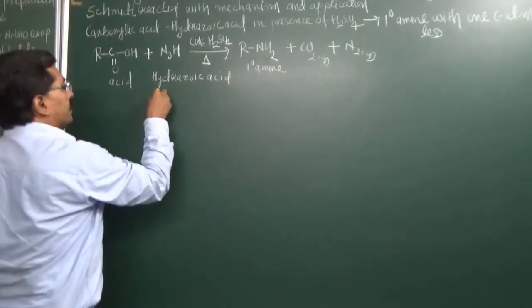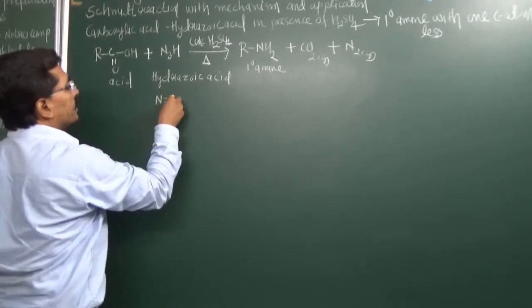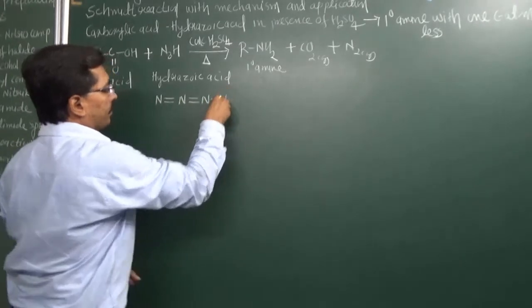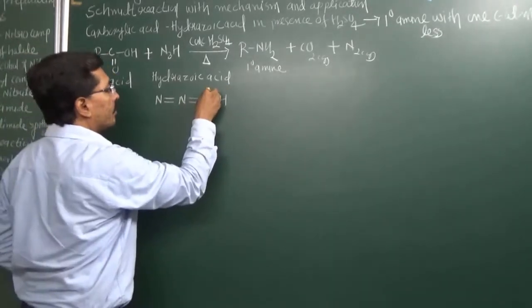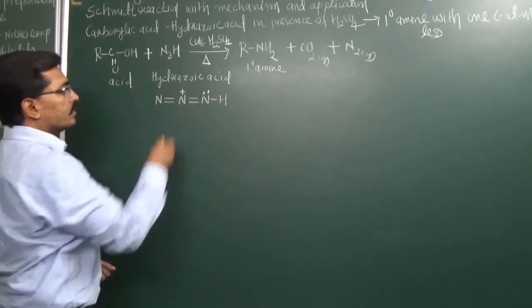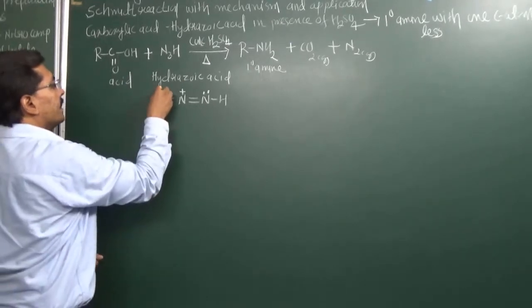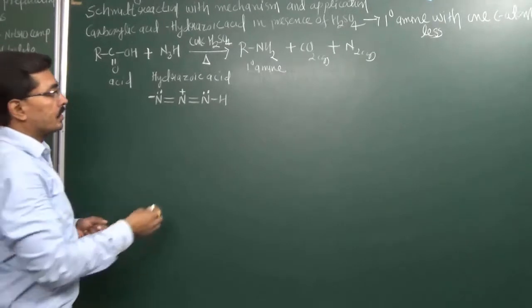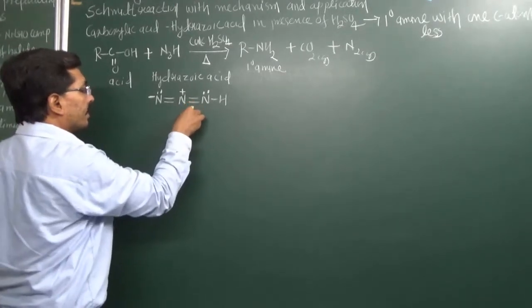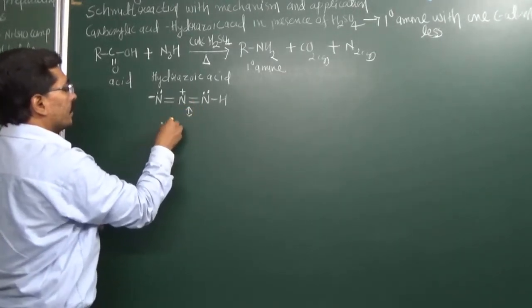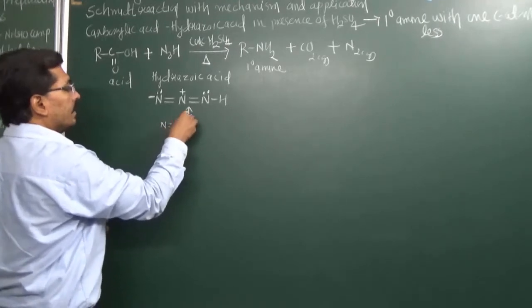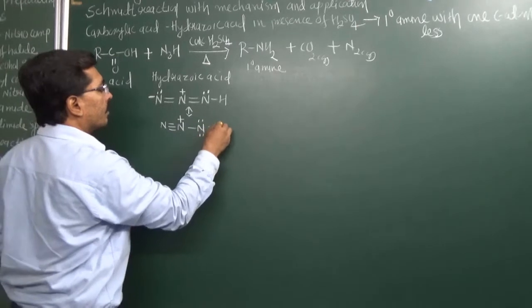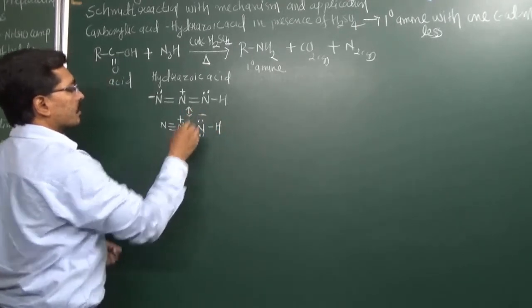Now it is HN3, hydrazoic acid, with nitrogen. We can write it this way, it has this type of structure. Here the nitrogen has a non-bonding electron pair, a positive charge, and a negative charge. It has a resonating structure, so another way we can write it is with this nitrogen having a triple bond with nitrogen, with a positive charge. Now this nitrogen has two non-bonding electron pairs and a negative charge.